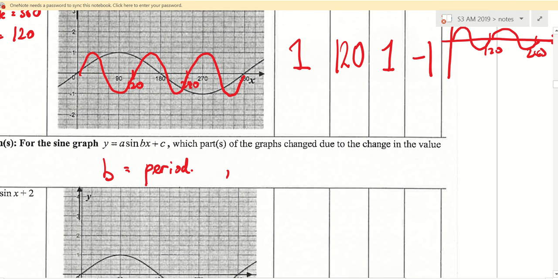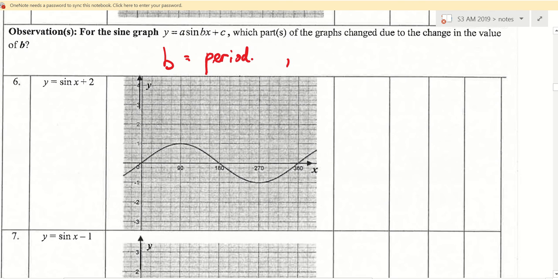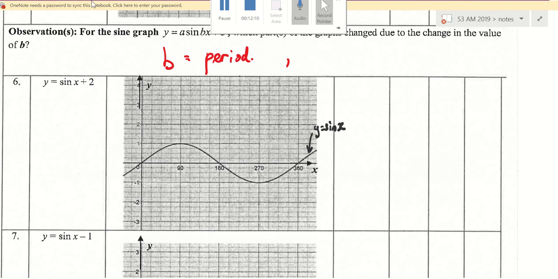Right? Let's do the third one. Now, you learned the 2 in front of the sine. You learned the 2 inside the sine with the angle. What about the 2 outside, outside the sine altogether? So, same here. If you want to label this, this is y equals sine x. So you are drawing another graph to show comparison.